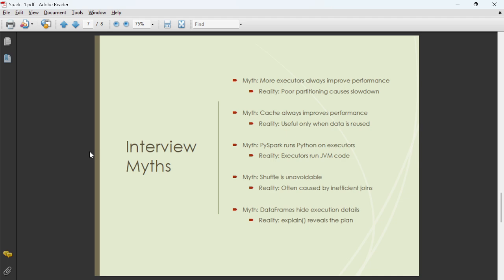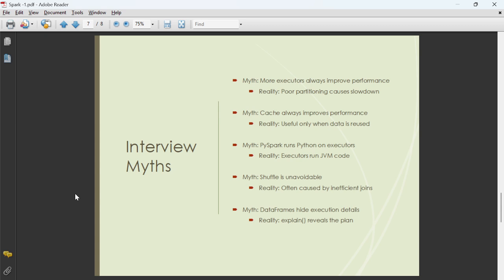Now let's quickly bust some of the common Spark myths. More executors do not automatically mean better performance. Poor partitioning can actually slow your job down. Caching does not always help. It only helps when data is reused.